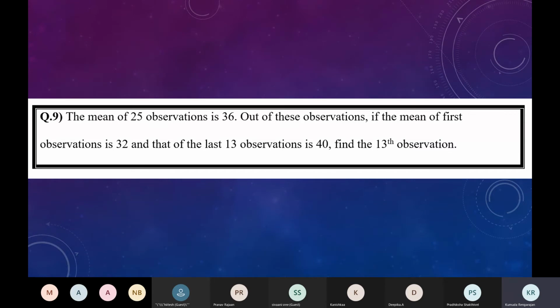The mean of 25 observations is 36. So how will you find the sum of all the 25 observations?